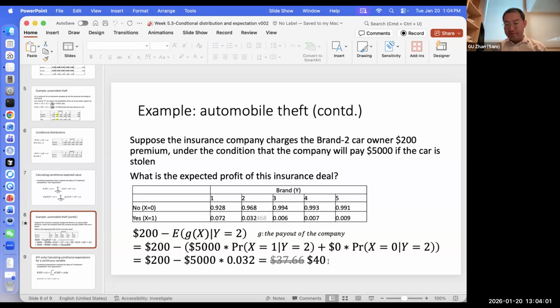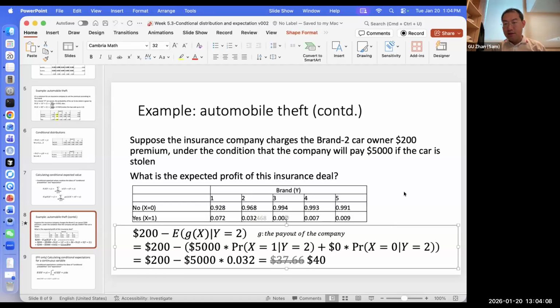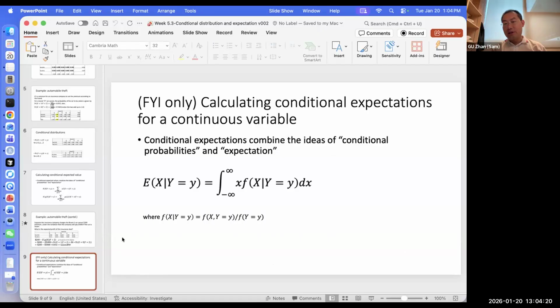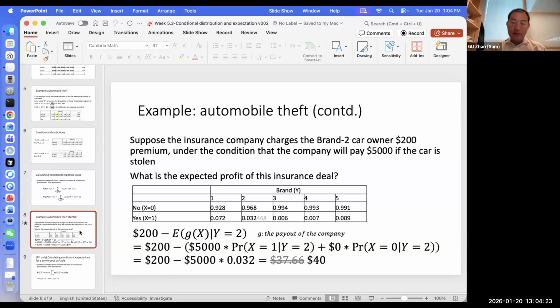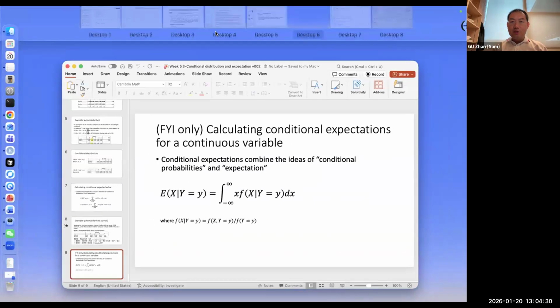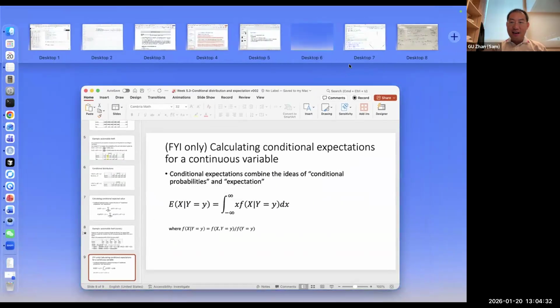Is 40. Yeah, if you want to get $37.66, you actually need to append a few of the additional decimal places. Okay, so there is a slight amendment to the video lecture. If it's a continuous random variable, instead of using the weighted sum, we're using an integral. So that's the highlight of this content.